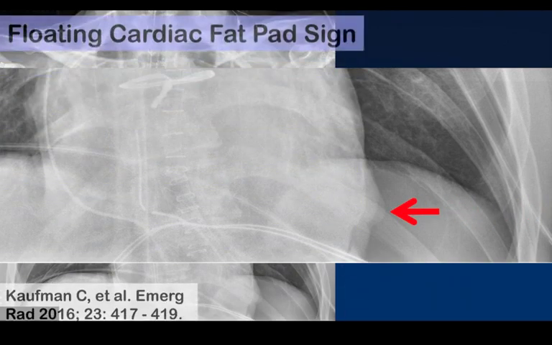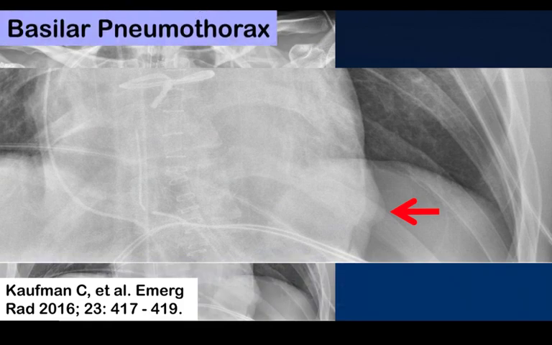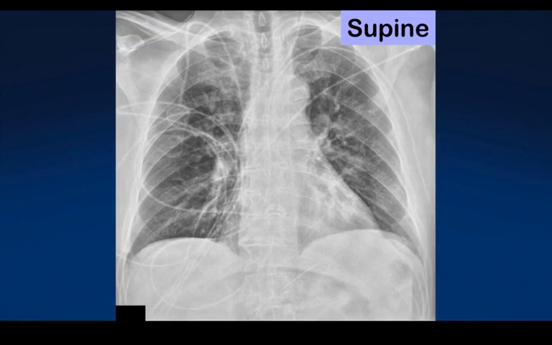This has been called the floating cardiac fat pad sign. And what these are tags of epicardial fat which are elevated and more sharply defined by the air within the pleural space. And this is another more recently described finding of basilar pneumothorax, the floating cardiac fat pad sign. Okay, and here they were 10 hours later, now with a much more substantial pneumothorax requiring tube thoracostomy.